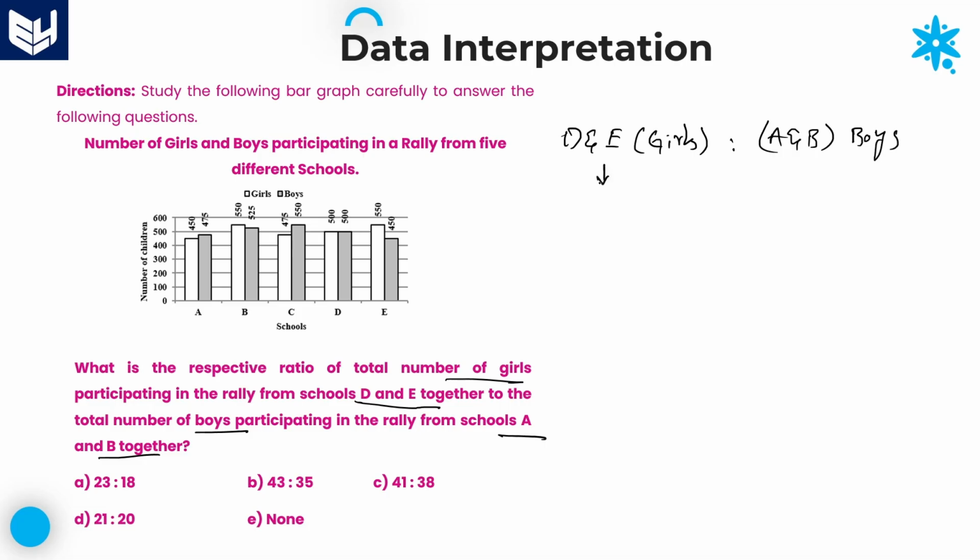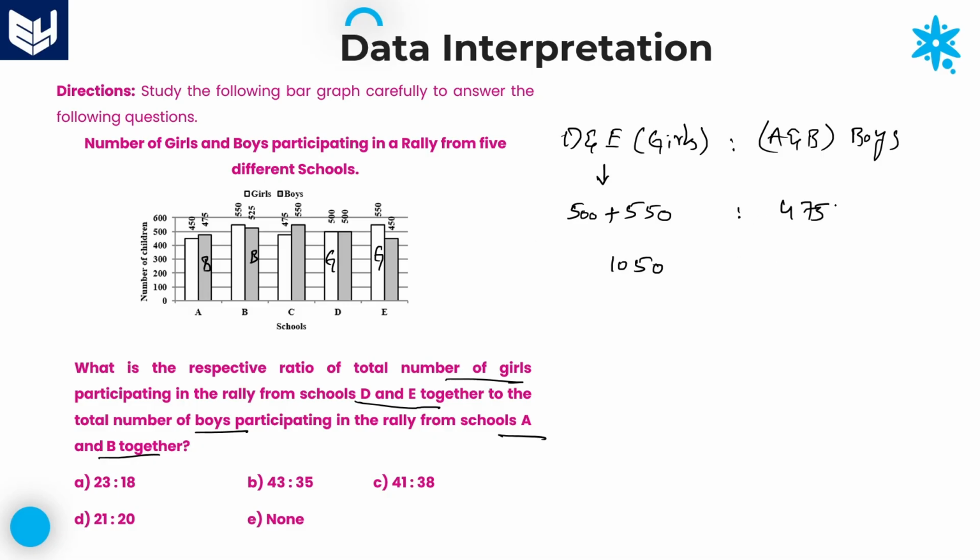First one is D and E girls. Girls belong to white color. So D, this is girl and this is also girl. School D number of girls 500. School E number of girls 550. So this value becomes 1050. And next, school A number of boys. Boys are dark color, right? So this is a dark one. A and B. Here 475.